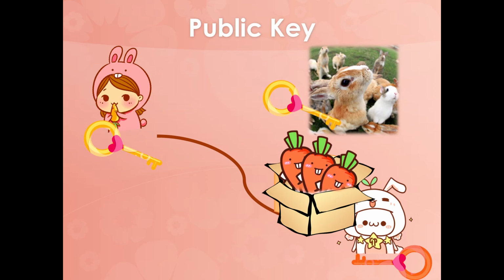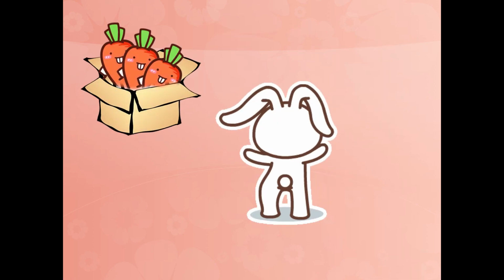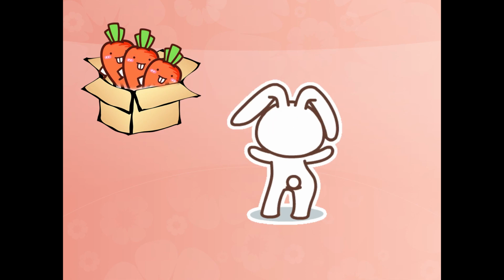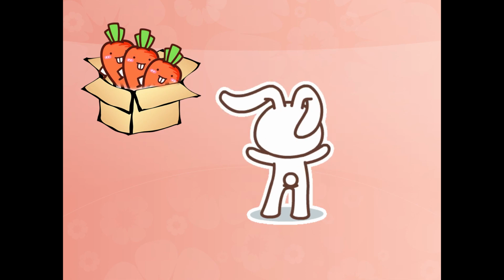Julia does need to store the private key securely. However, the encryption can still occur without the private key. Therefore, the private key never needs to be transferred, so other rabbits cannot get it by any chance. And finally, Julia can successfully receive the package full of carrots to enjoy.